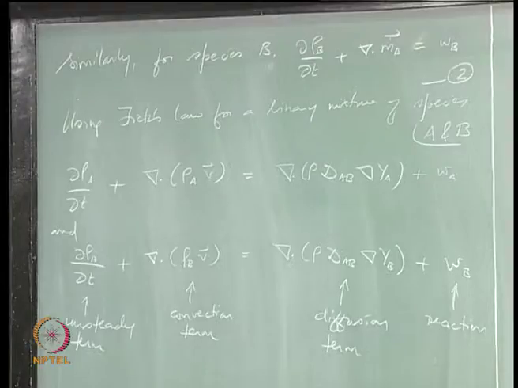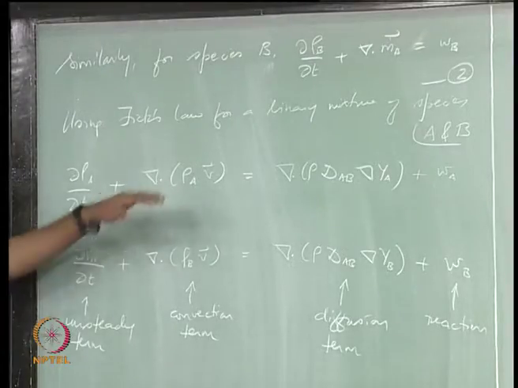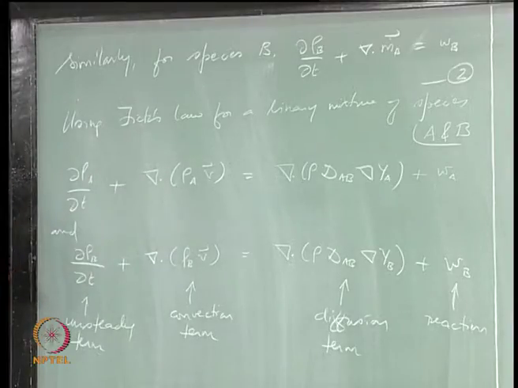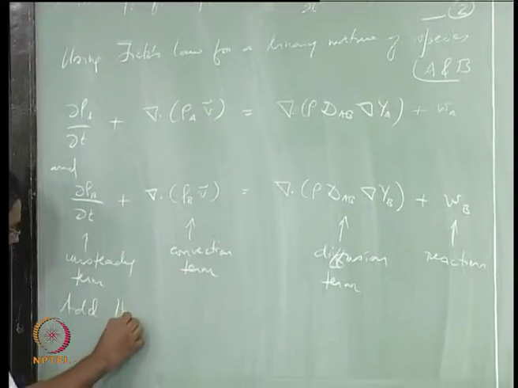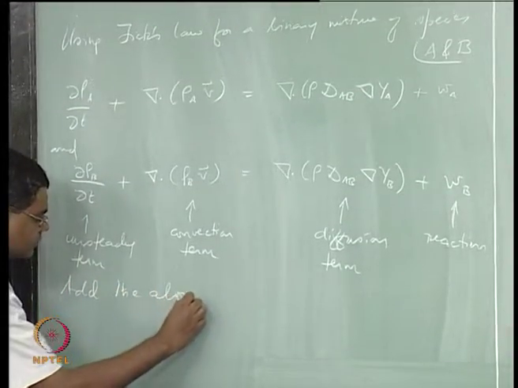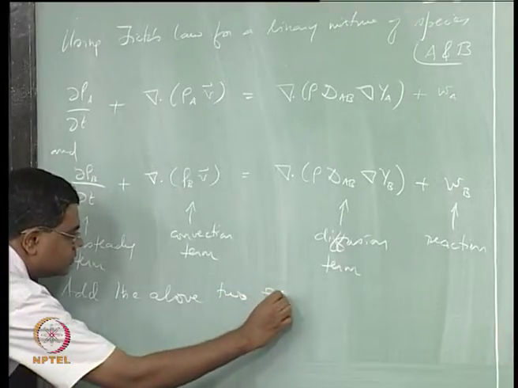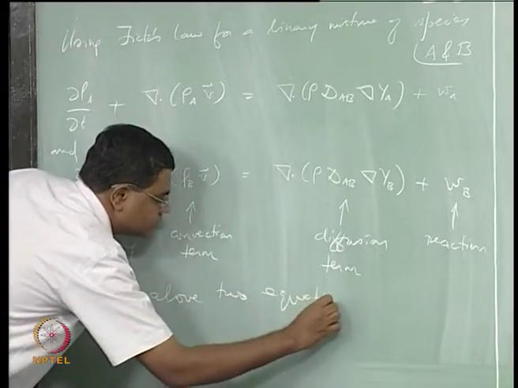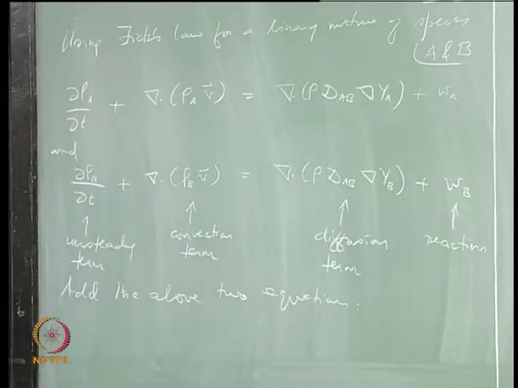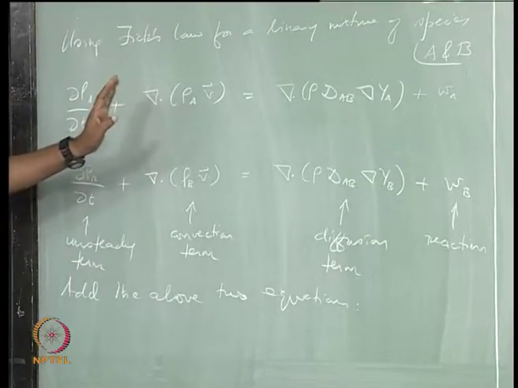All right, now let's try to do something interesting here. Let's try to add up these two equations. Add the above. What would you get? You have a partial derivative of rho a with respect to time plus partial derivative of rho b with respect to time, that's dou by dou t of rho a plus rho b.